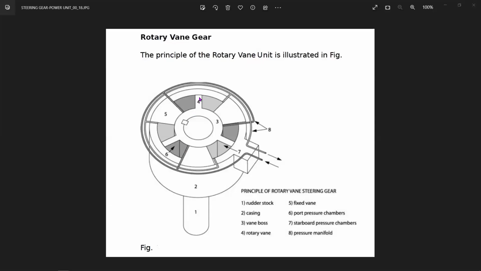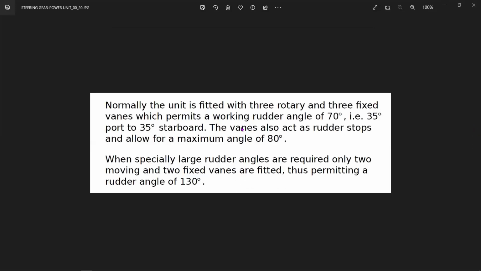Where was I? Yes. As I was explaining, if you've got more rotors, your angle of operation can be limited. But if you've got fewer rotors and stators, your angle can be more, as you see here. So maximum working angle can be 70 degrees, that means 35 on port and starboard. But for large rudders, we can have only 2 moving and 2 fixed vanes. So the permitted angle is 130 degrees.